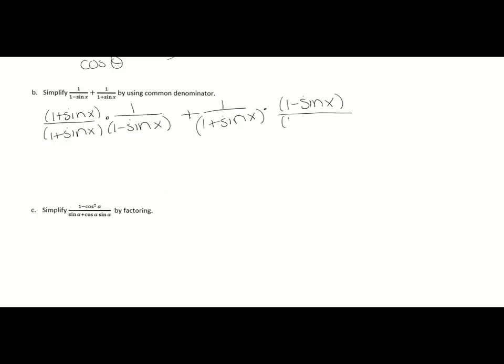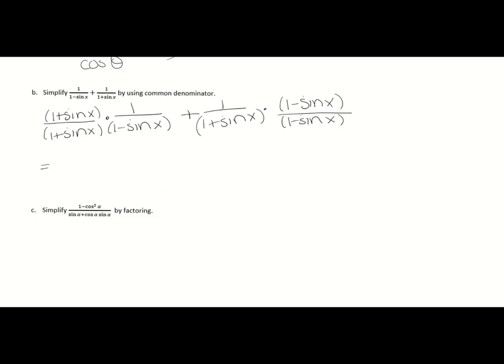So I'm going to have 1 plus sine x over 1 plus sine x times my first fraction, plus, and then I'm going to have my second fraction times my denominator of the first fraction, so 1 minus sine x. Because remember, what I do to the top or the bottom, I must do to the other part of the fraction. So if I do it to the bottom, I have to do it to the top. If I do it to the top, I must do it to the bottom. So now we'll have a common denominator of 1 plus sine x times 1 minus sine x.